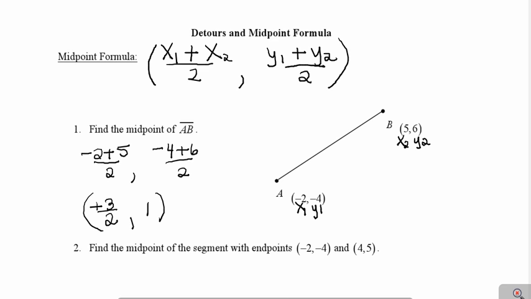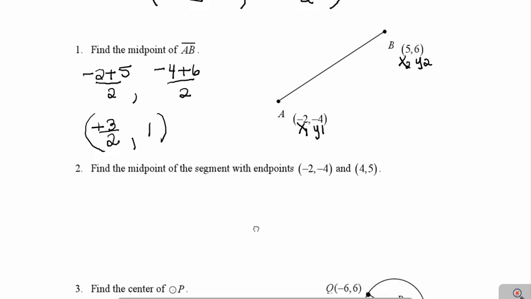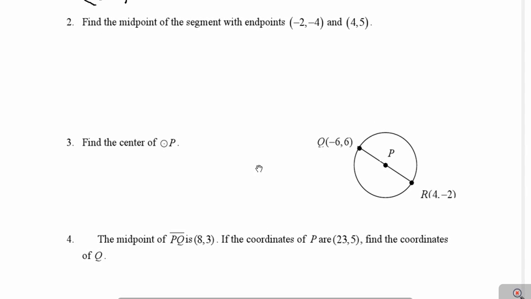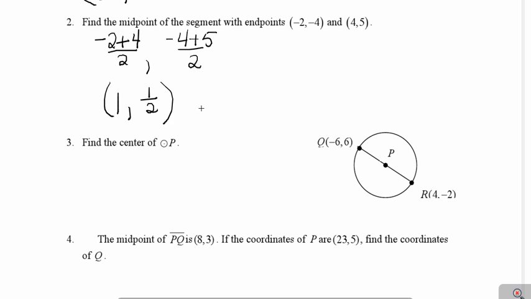Okay, so let's try this next example, example 2, using our midpoint formula. Go ahead and try this, and then press play after you've gotten an answer. Alright, so check your answer. You should have gotten 1, comma 1/2 as the midpoint.